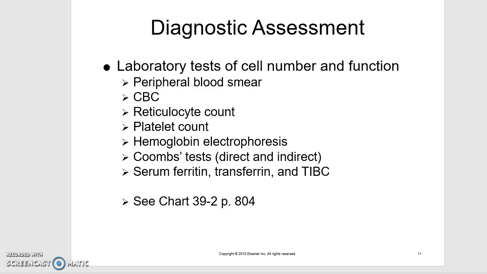You have a chart on page 804. This is important to note. There are specific levels here that I want you to know for testing purposes. You are required to know the reference ranges for red blood cell count, hemoglobin, hematocrit, white blood cell count, and platelet count.